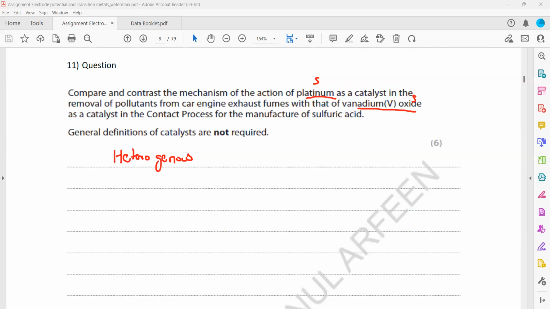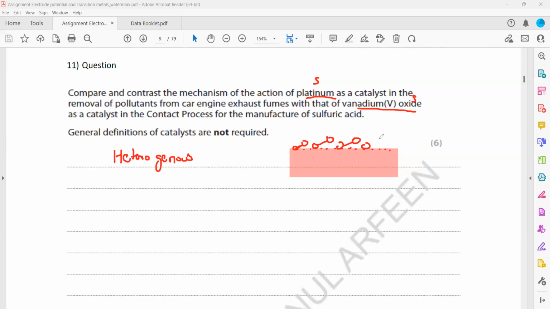Then, how do these catalysts work? Here you have to explain how heterogeneous catalysts work. Heterogeneous catalysts trap, or adsorb, the reactants on the surface. As a result, when they adsorb, they weaken the bonds in the reactant. Second, they increase the concentration at the surface. If this was a catalyst, they trap the reactant particles on the surface, so two things happen. Within the reactant particles there are bonds, and these bonds become weaker.